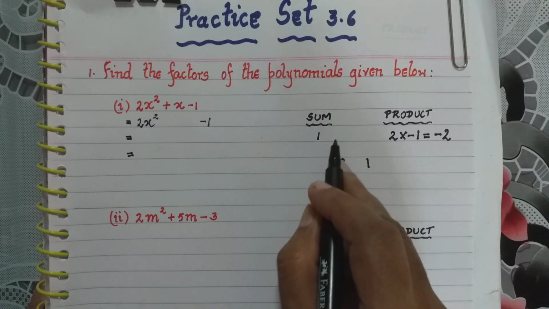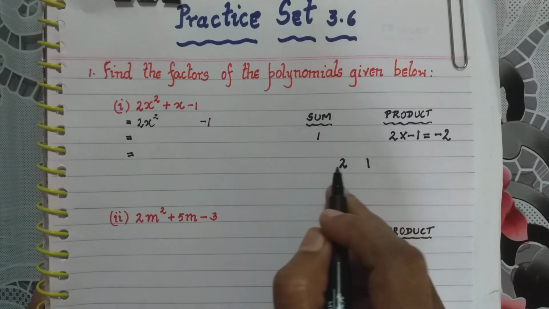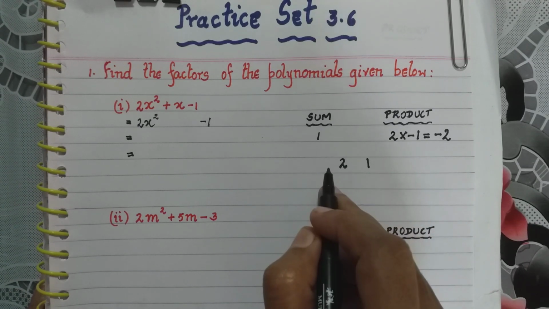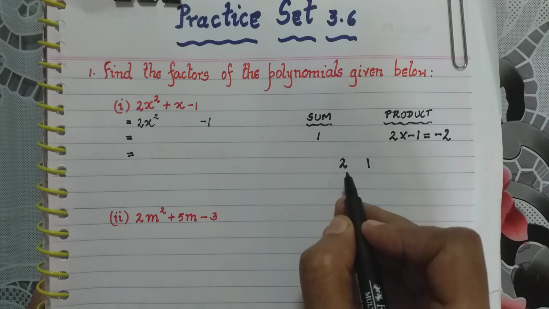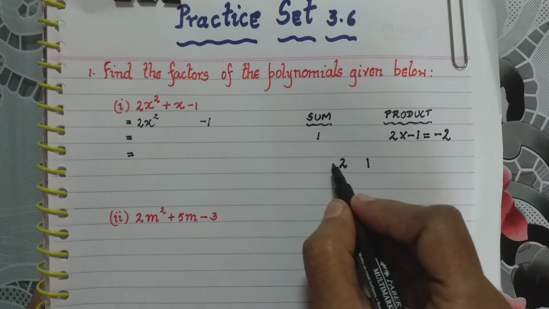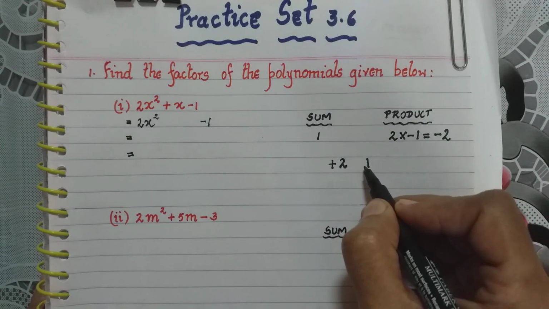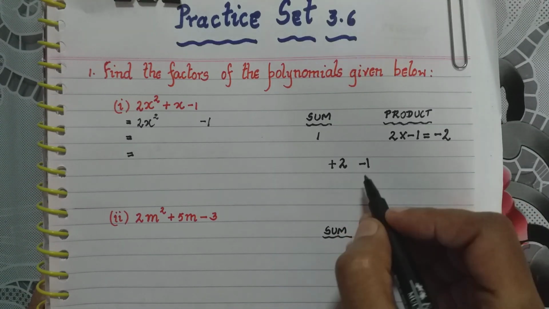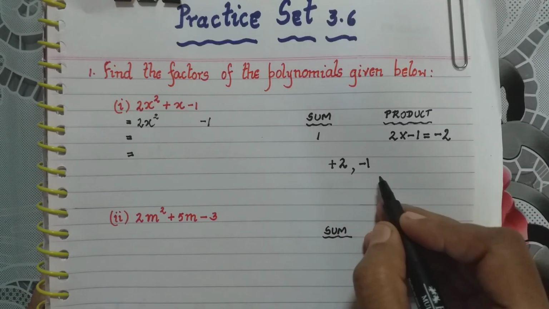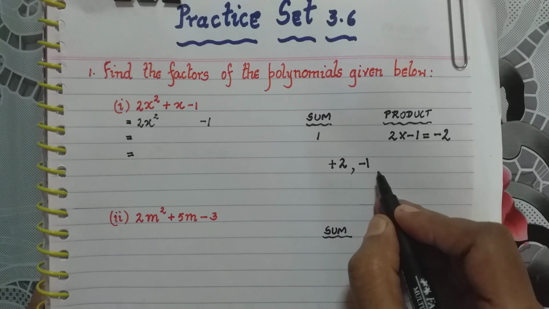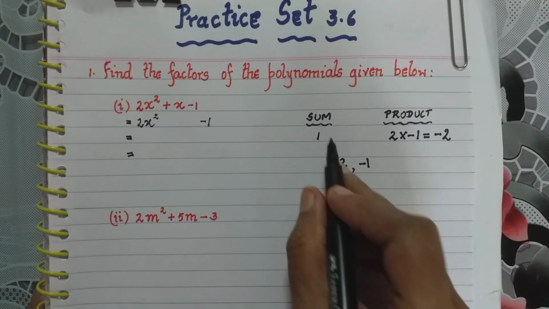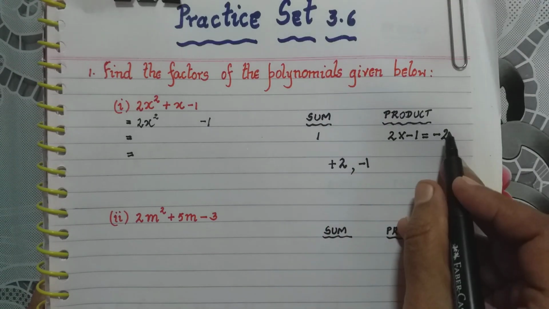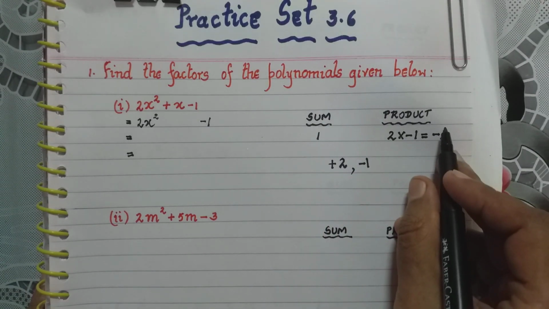Now the sum is plus 1. That means among these two numbers, the bigger number should be plus. And among 2 and 1, the bigger number is 2. So you will have plus 2 and here minus 1. So the two numbers are plus 2 and minus 1, which when I add, I find the sum as 1. And when I multiply, the product is minus 2.